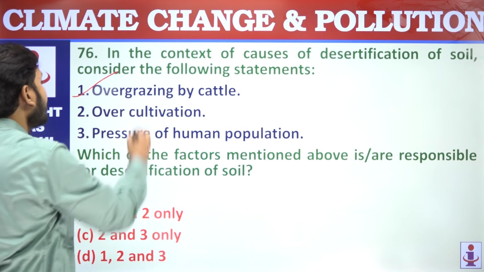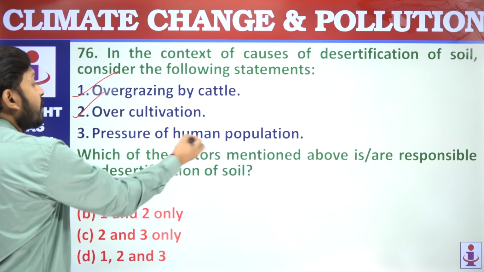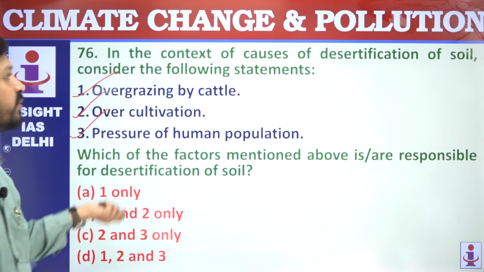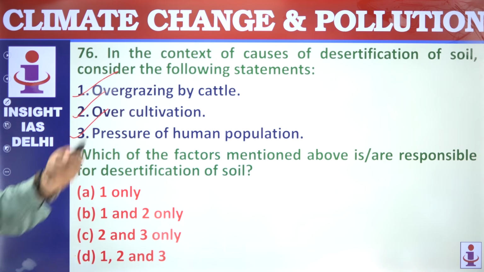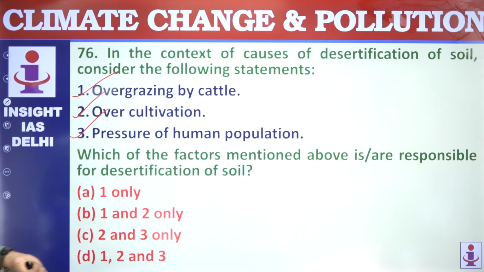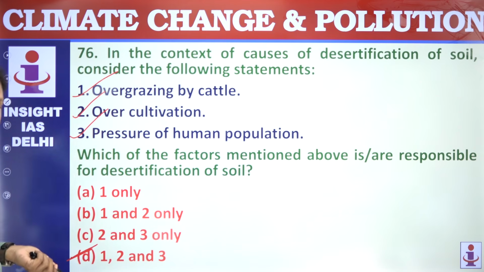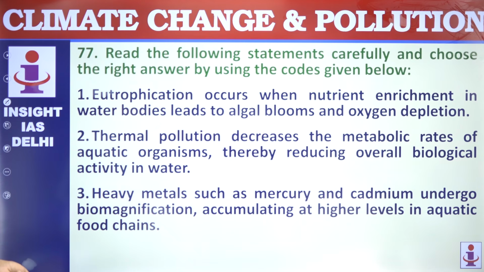Overgrazing by cattle, overcultivation, pressure of human population, all these things are causes of desertification. So which of the factors mentioned is responsible for desertification of soil? All 3 are there, so the answer is option D, that is 1, 2, 3. Right, next one, read the following statements carefully and choose the right answer by using the codes given below.